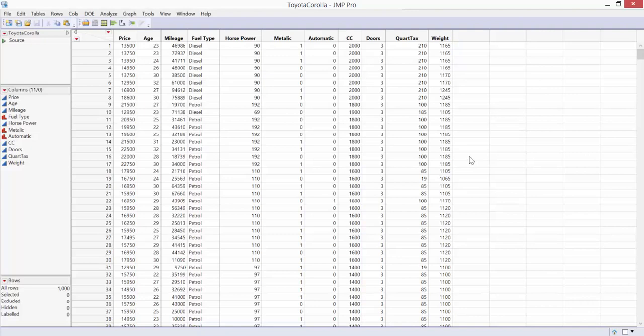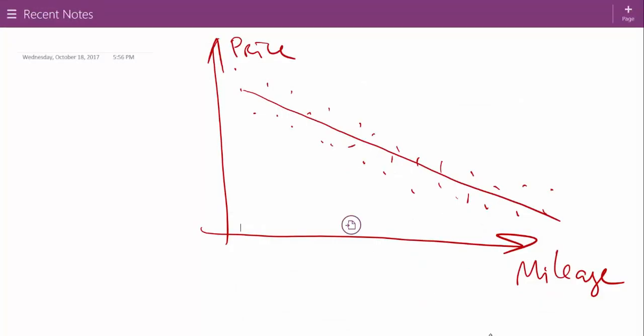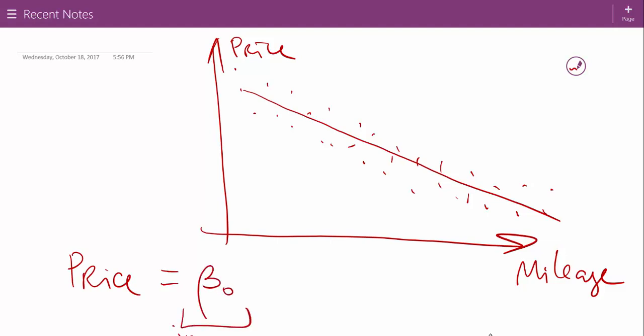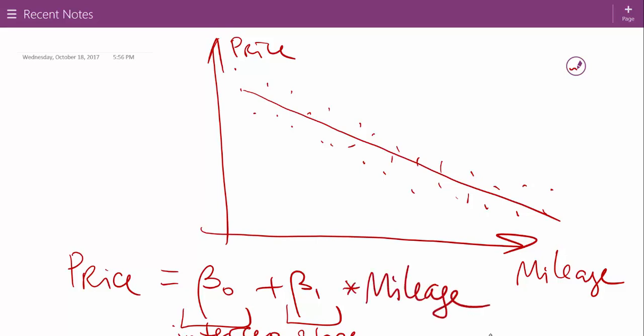So the idea basically is, let me go back to the drawing board, we will try and find the best straight line equation that fits the points. In other words, my goal here really is to do something like that. Price, that's my target variable, is equal to beta 0, that's the intercept, plus beta 1, that is the slope, multiplied by the value of the mileage for the car. So I'm looking for these two things, beta 0 and beta 1, that's what I'm primarily concerned about.